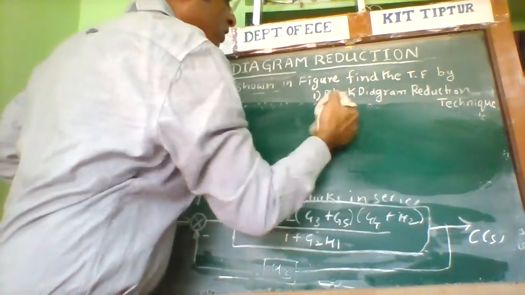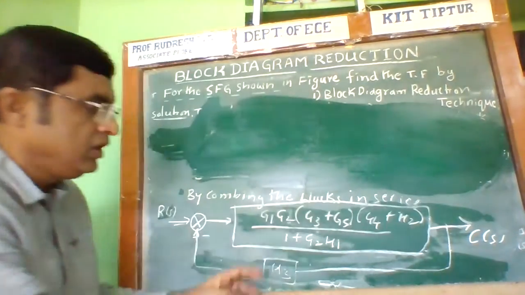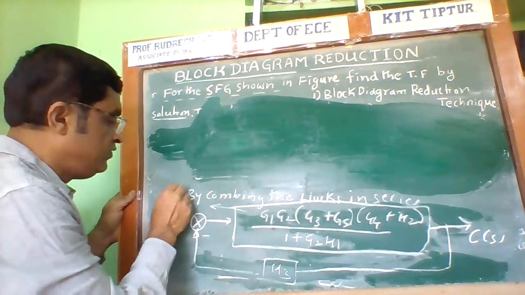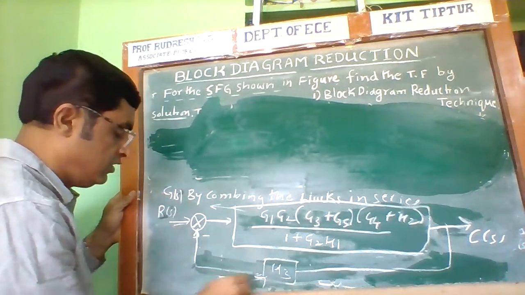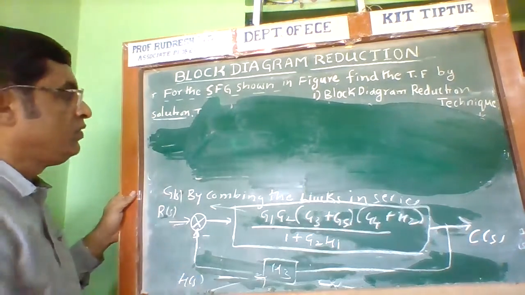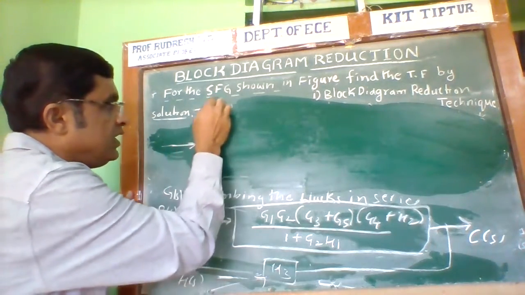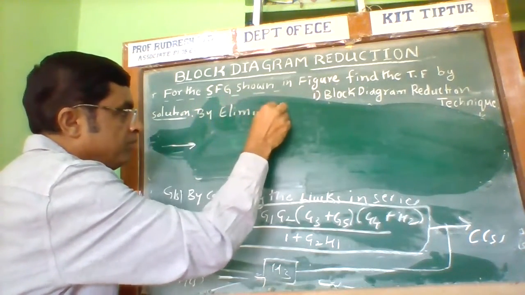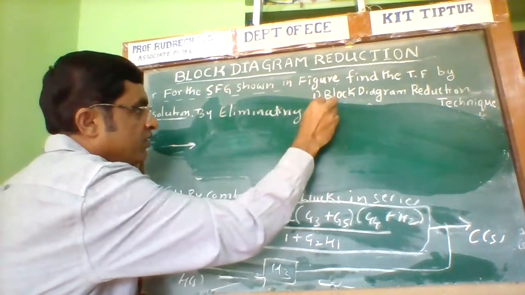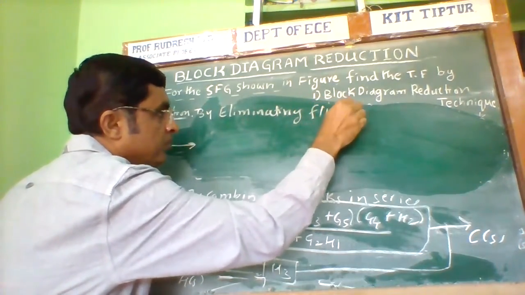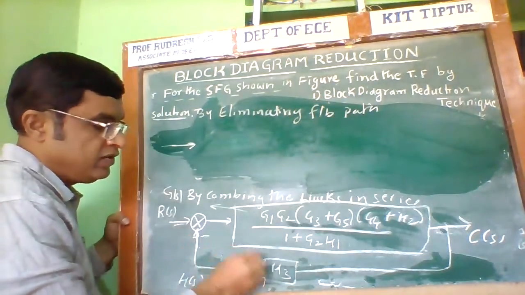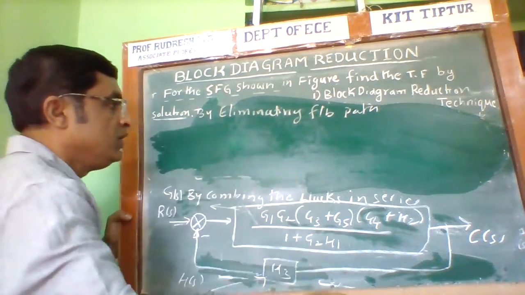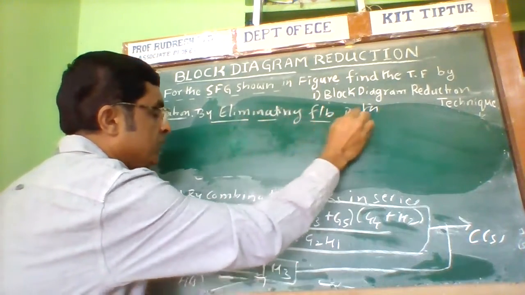applying the formula. In order to eliminate this G(S), the entire quantity represents the G(S). Now the H(S) is H3. Now apply the formula. Next step, by eliminating the feedback path, it eliminates this H3 path. So apply the formula, which is for eliminating the feedback path.